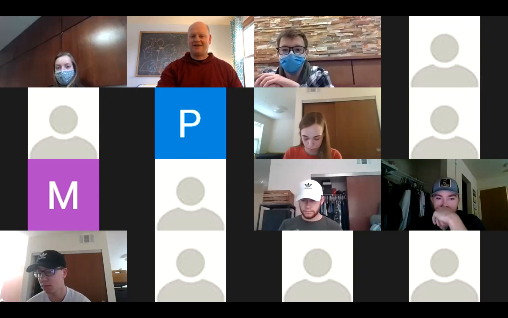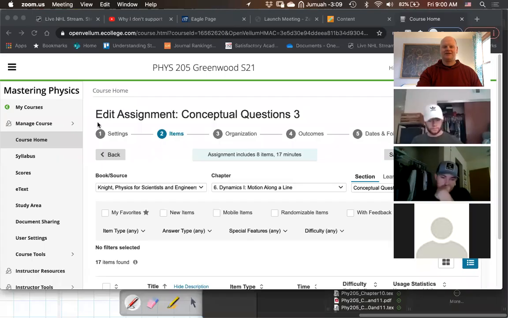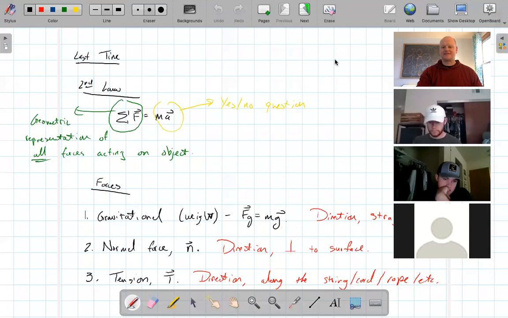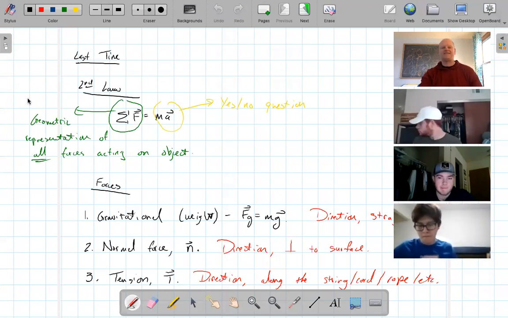So today we'll continue our discussion of forces. Last time, just to remind you, we started talking about forces. Primarily the most important thing for us right now is Newton's second law. Newton's second law says that the sum of the forces acting on an object is equal to its mass times its acceleration.